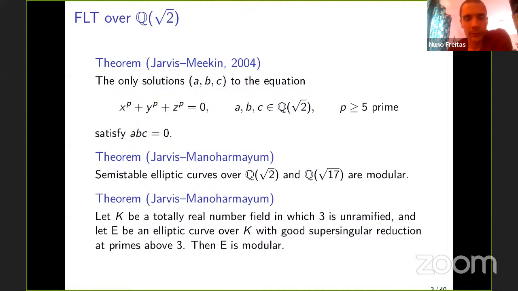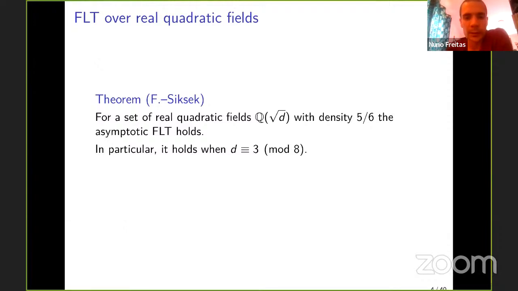So following this philosophy of studying Fermat's last theorem over quadratic fields, myself and my colleague Samir Siksek have studied this Fermat equation over a variety of fields, and in particular, we have proved the following result. For a set of real quadratic fields with density 5/6, the asymptotic Fermat's last theorem holds. By asymptotic, I mean that we need to allow the exponent p in the equation to be large, larger than some constant that will depend on the base field. But some of these results are also explicit. In particular, when d is congruent to 3 mod 8, we know that Fermat's last theorem asymptotically holds over the field Q(√d).